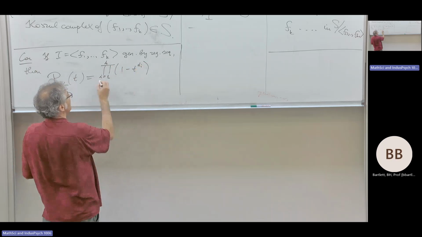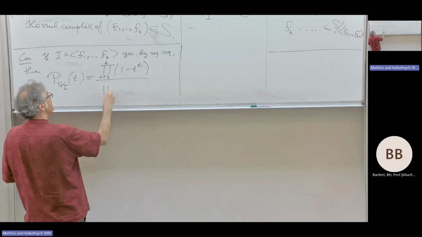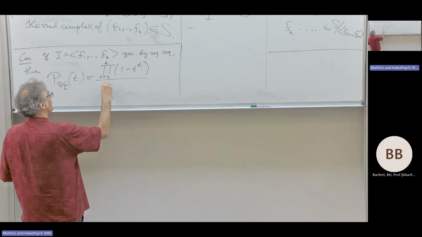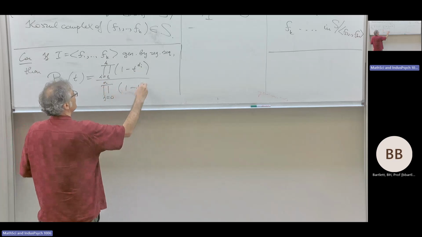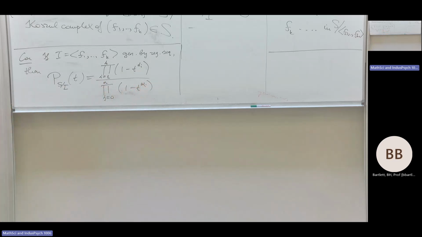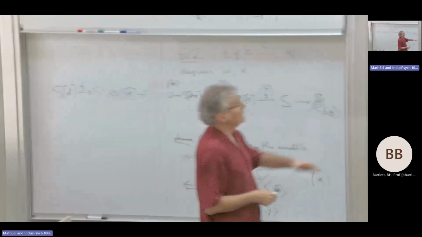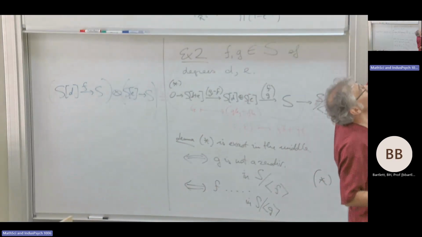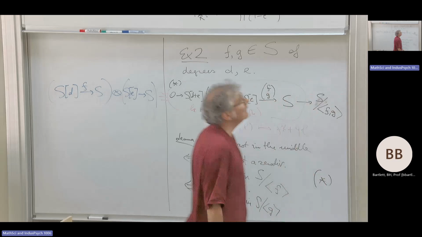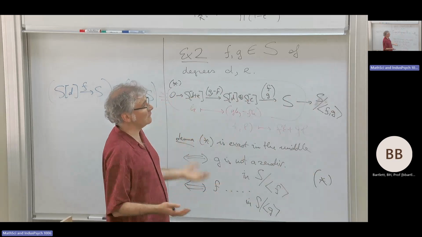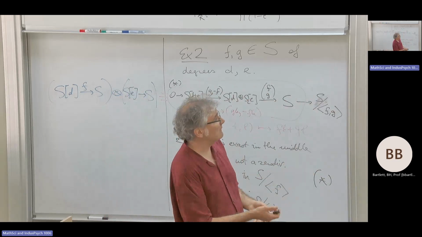So these are the degrees of the equations, and then the product over j equals 0 to n of 1 minus t to the w_j. So these are the weights of the variables. And this is precisely a Hilbert function description of what happens under this tensor product. The Hilbert function simply multiplies.